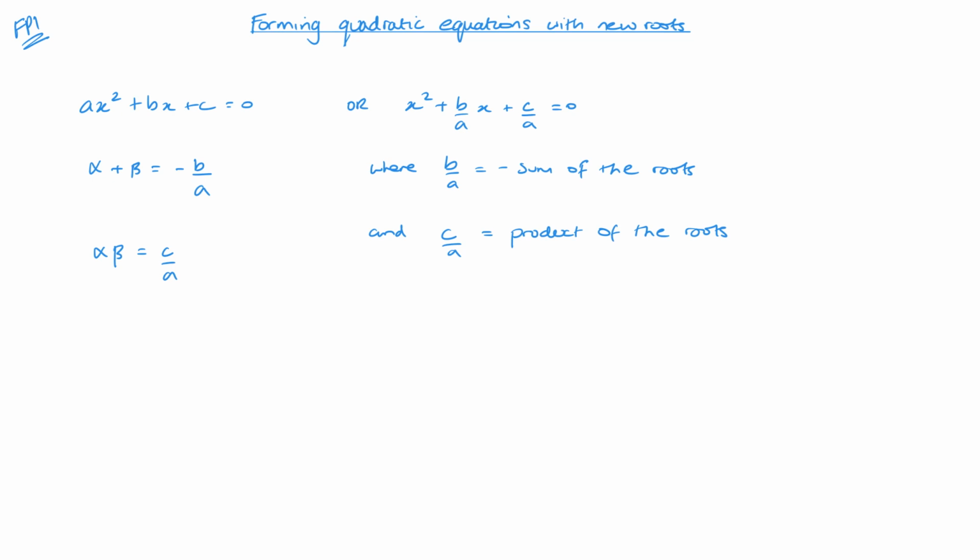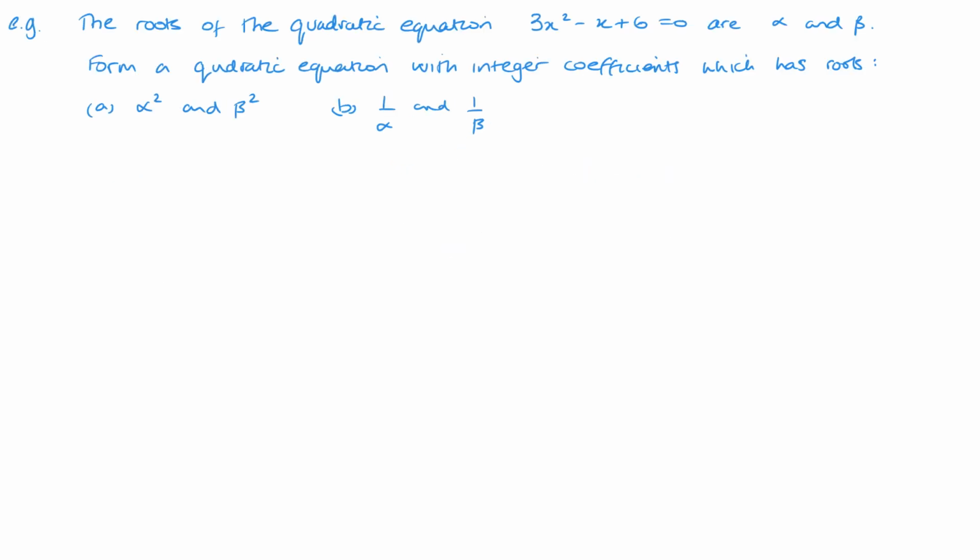I think the easiest thing to do is to jump straight in with an example where we can explain a bit further. So here we have a question. The roots of the quadratic equation 3x squared minus x plus 6 equals 0 are alpha and beta. Form a quadratic equation with integer coefficients which has roots, first part, alpha squared and beta squared.